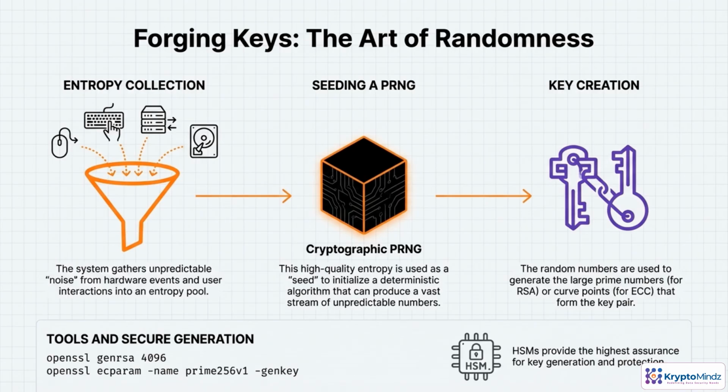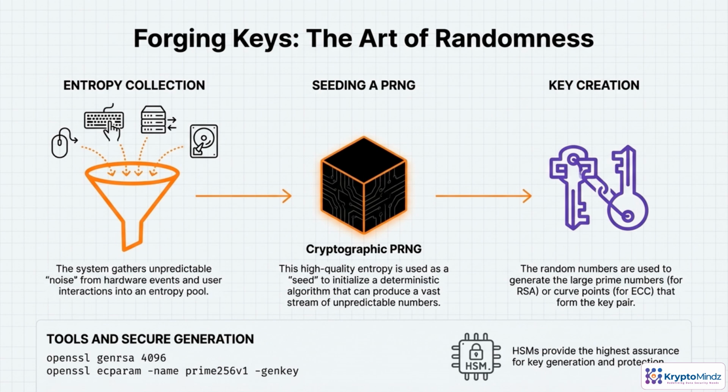How do you actually generate a key pair? The process might seem simple, but it's critical that every step is done correctly. The key is only as secure as the randomness used to generate it. The process starts with entropy collection. Entropy is randomness. Your operating system gathers random data from many sources: the timing of disk access, mouse movements, network packet arrival times, thermal noise, and other sources.